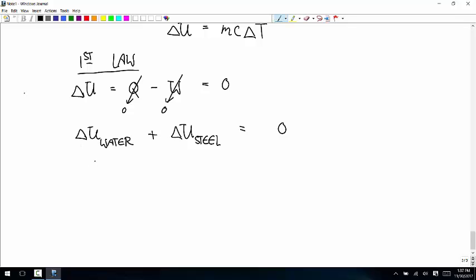So we have the mass of the water times its specific heat times the change in temperature. We already know what those different temperatures are. We're trying to figure out what the temperature is when they have the same temperature. So I'm going to write this as T final minus, for the water, it was 283.